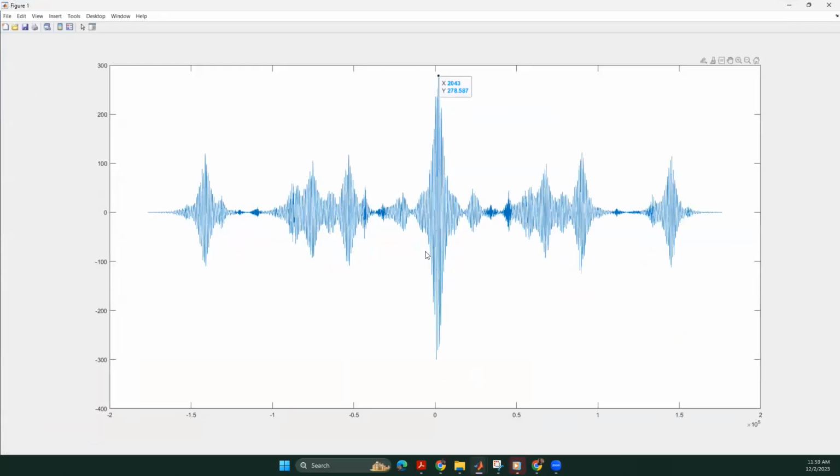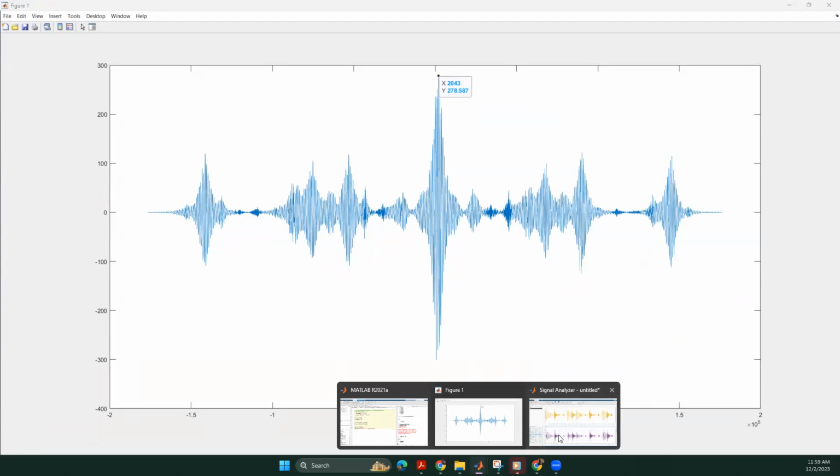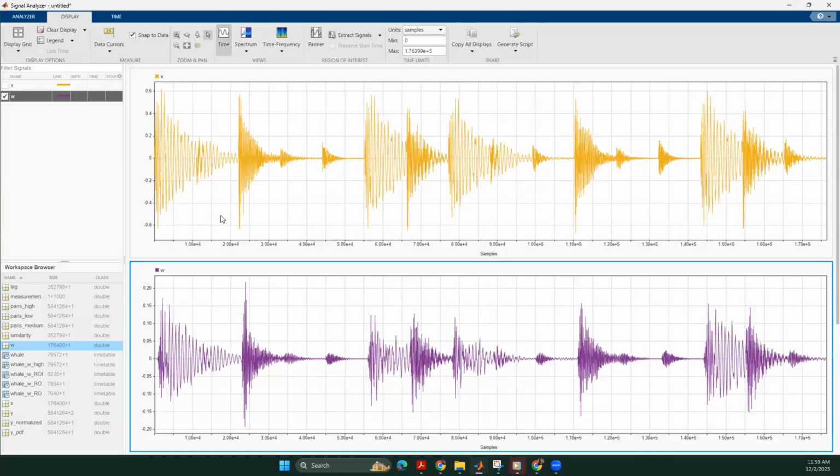So is it clear to you? And if you have any questions, you can let me know. So these are the plots that you can obtain.